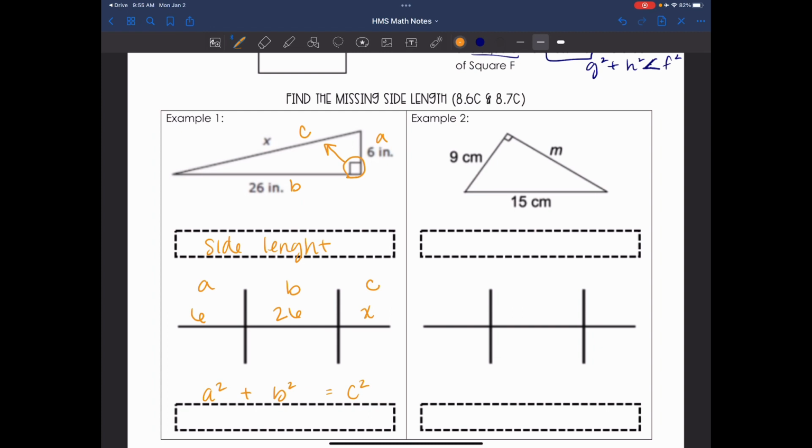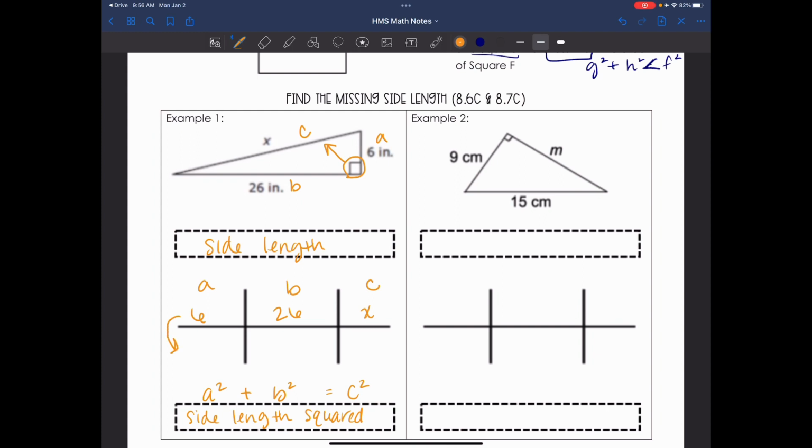Then the bottom is the area of squares, or the side length squared. Let's put that. And yes, I just realized I spelled length wrong up here.